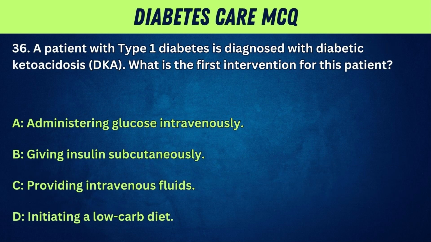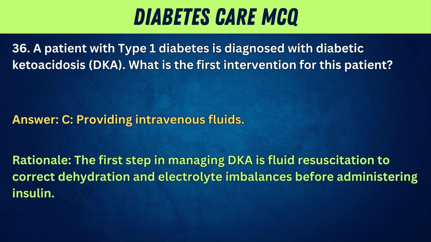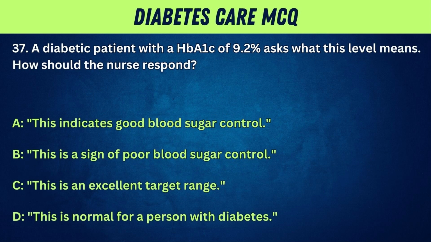36. A patient with type 1 diabetes is diagnosed with diabetic ketoacidosis, DKA. What is the first intervention for this patient? A. Administering glucose intravenously. B. Giving insulin subcutaneously. C. Providing intravenous fluids. D. Initiating a low-carb diet. Answer: C. Providing intravenous fluids. Rationale: the first step in managing DKA is fluid resuscitation to correct dehydration and electrolyte imbalances before administering insulin. 37. A diabetic patient with a HbA1c of 9.2% asks what this level means.